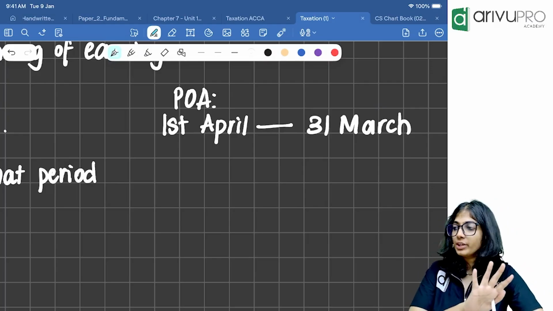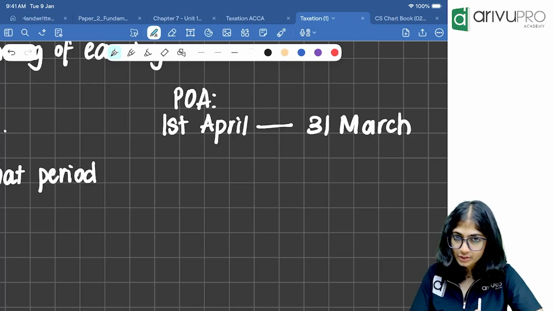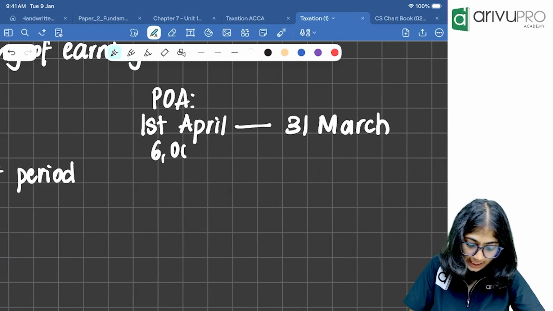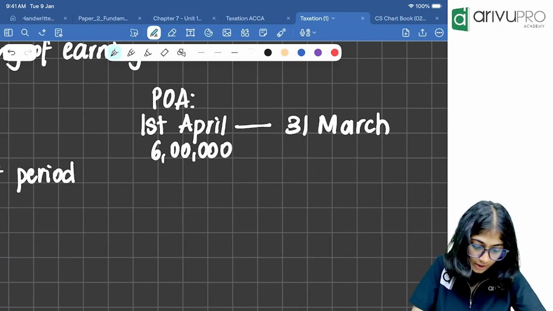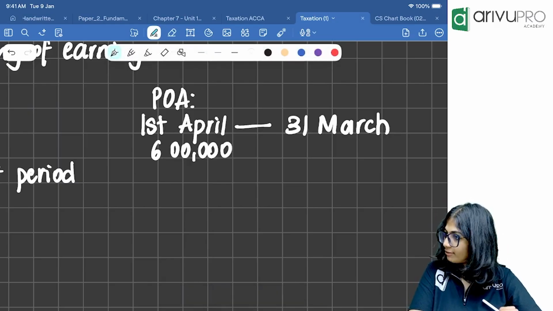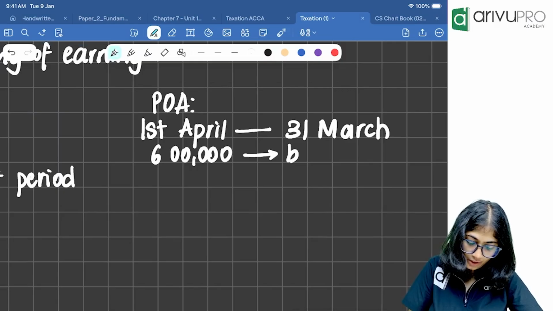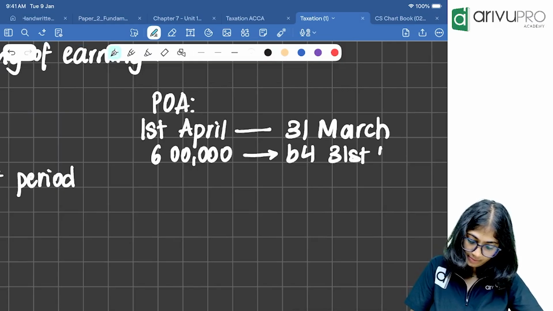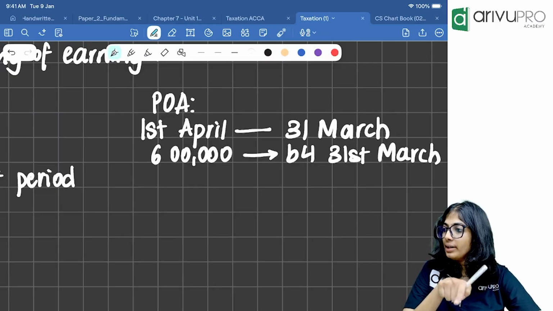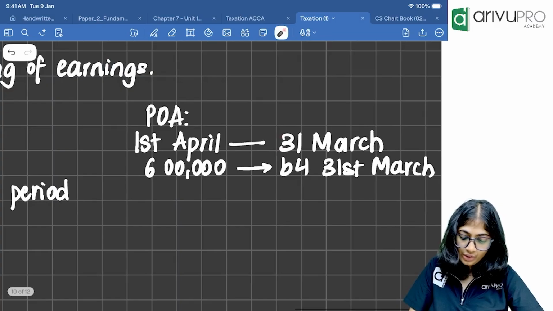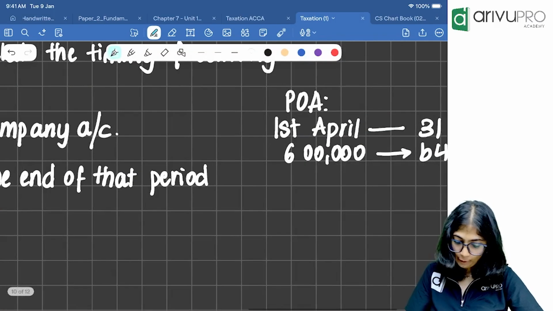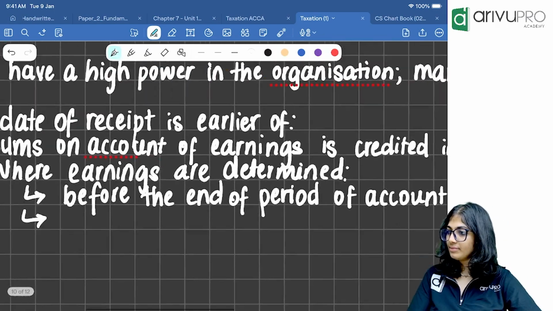Let's say the period of account for this particular company is 1st April to 31st March. You are the director. Let's say your earnings of 6 lakh, or since we are in the UK, 600,000 pounds, have been determined before 31st March. If your earnings have been determined before the end of the period of account, then 31st March is that point. This is the date.